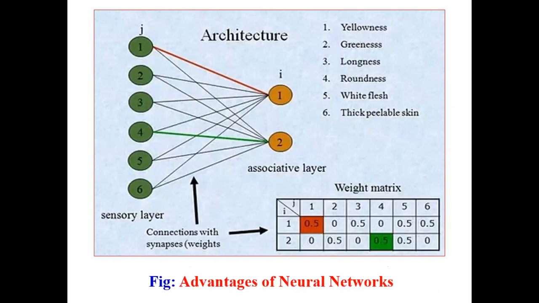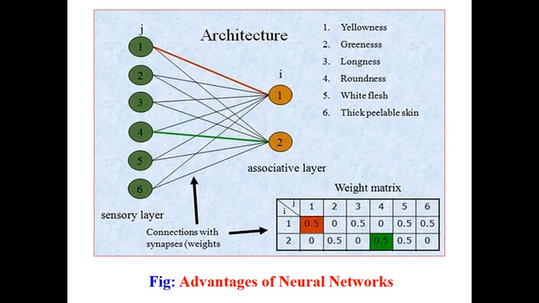See the example: what are the advantages of neural networks? This is the architecture. If you take the sensory layer, all the green circles are input layers, 1 to 6, and 1 to 2 are the output layers. Here 1 indicates yellowness, 2 indicates greenness, 3 indicates longness, 4 indicates roundness, 5 indicates white flesh, and 6 indicates thick peel-like skin.